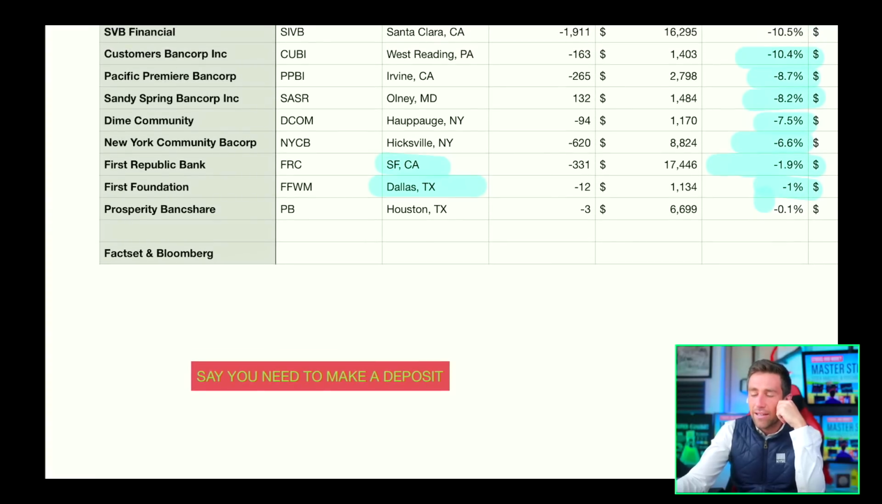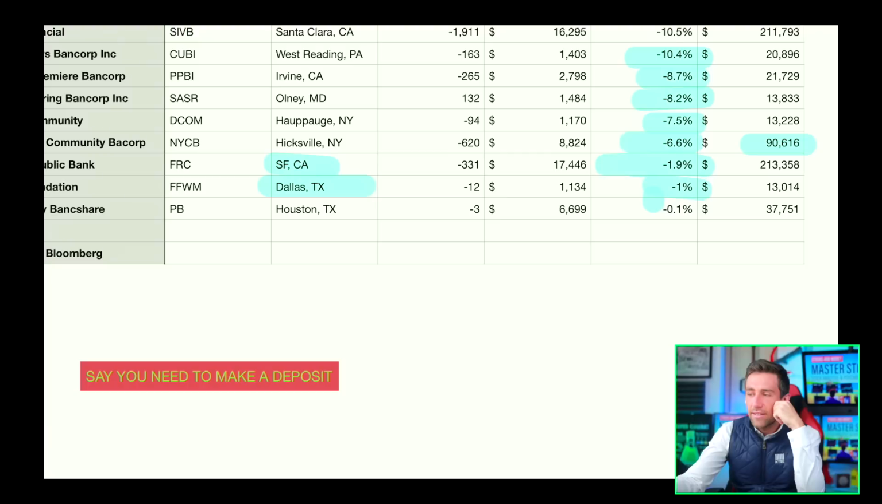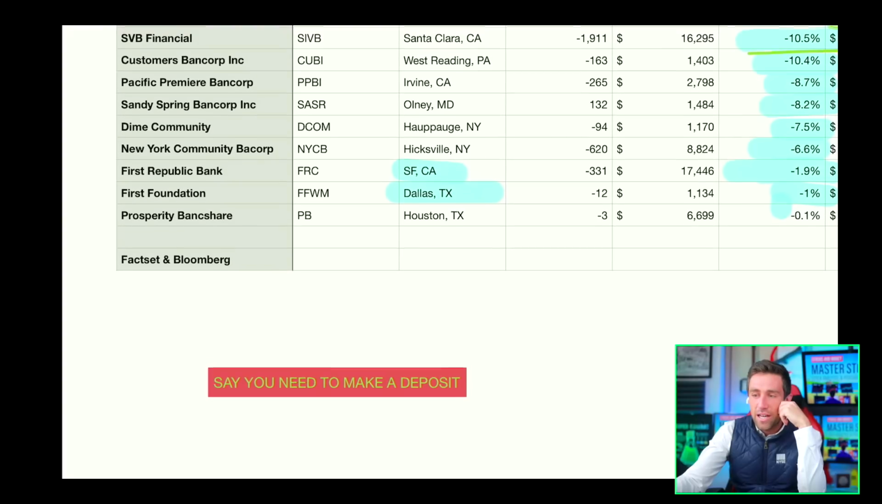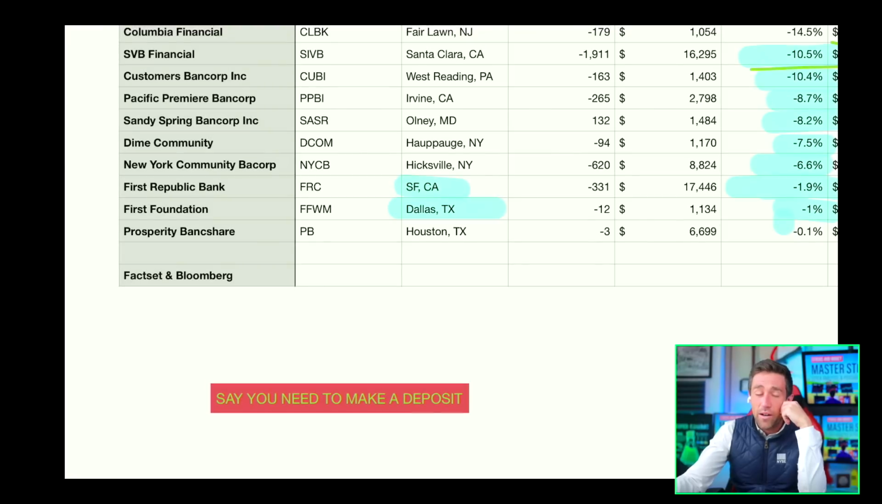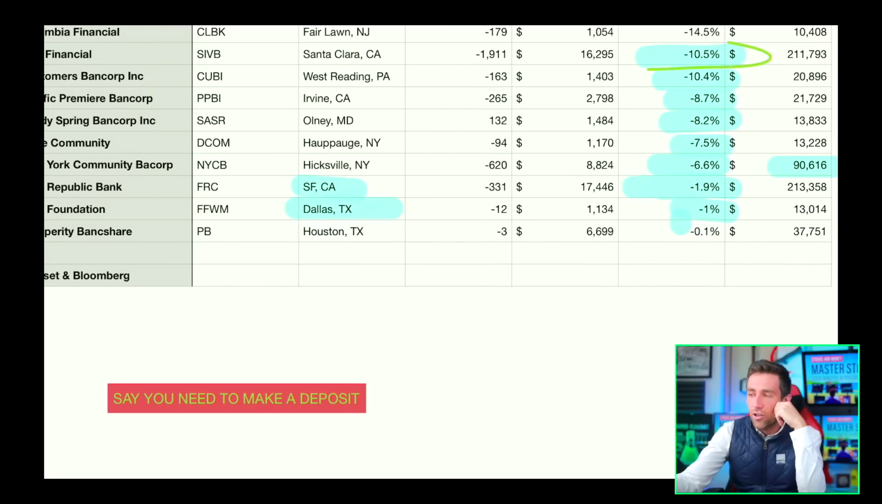Silicon Valley Bank, negative 10.5%. See where it's sitting? That's pretty close to some of these other ones. Again, doesn't necessarily mean the other ones are going to hit a bank run, right? But 10.5%. Okay, you ready for this? Next one. In a worse position than Silicon Valley Bank, Columbia Financial, 10.5% to the negative.